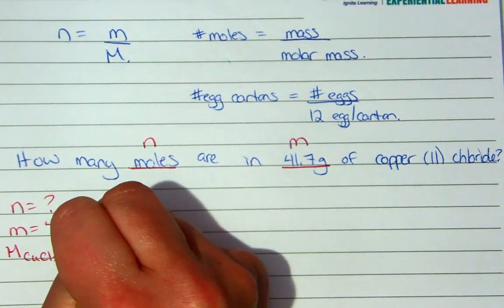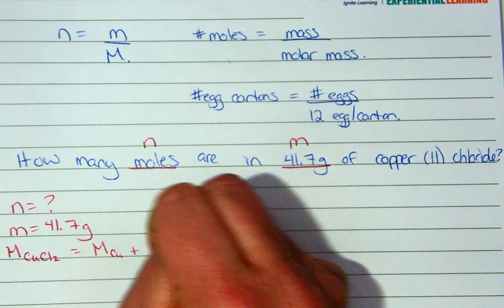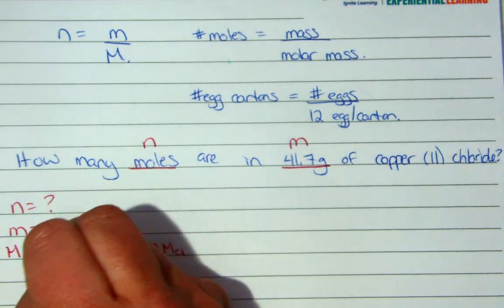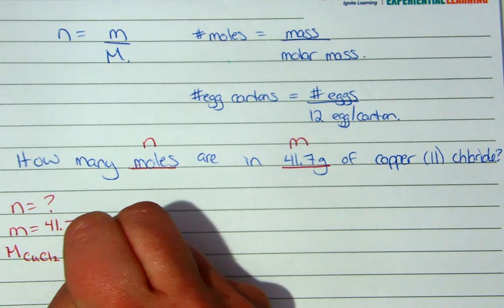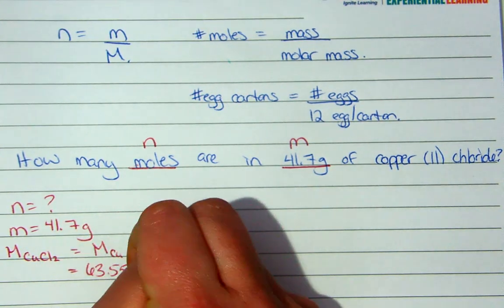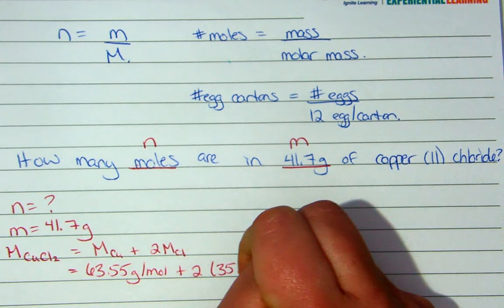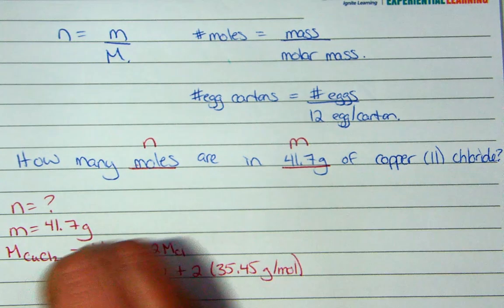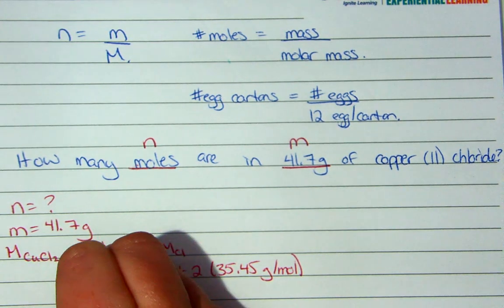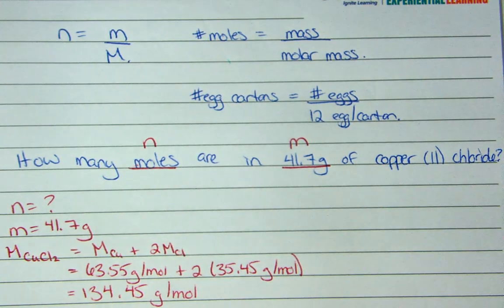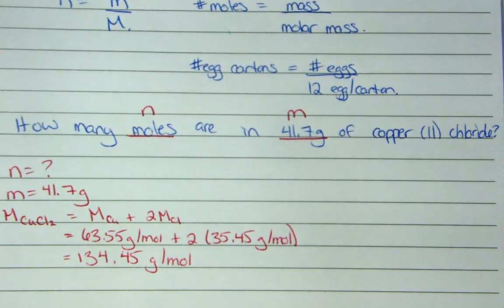That's going to be the mass of copper plus 2 times the molar mass of a chlorine atom. That's going to be 63.55 grams per mole plus 2 times 35.45 grams per mole, which gives 134.45 grams per mole. Now, have I met sig digs? I have, because this is addition, so I just have to watch my number of decimal places.